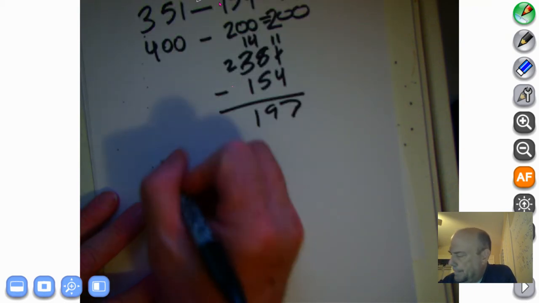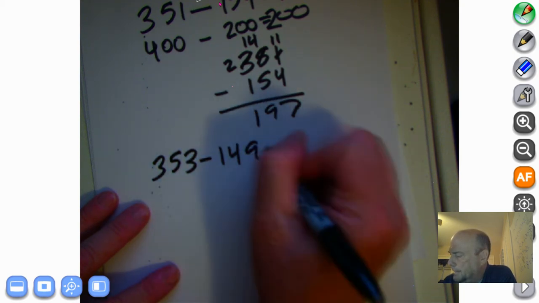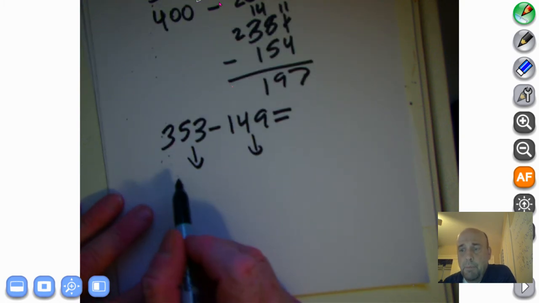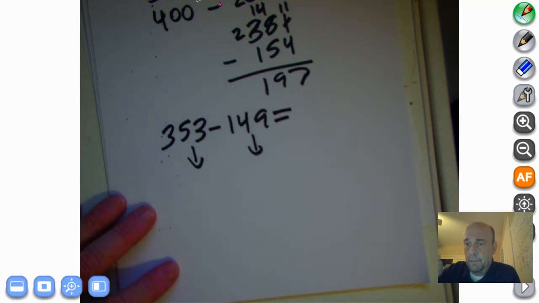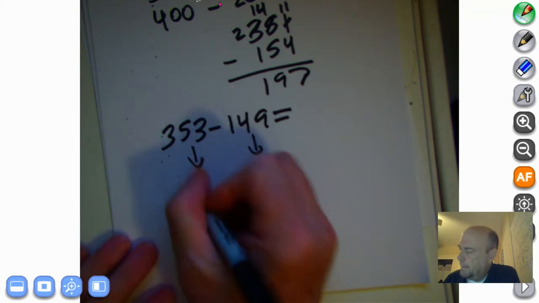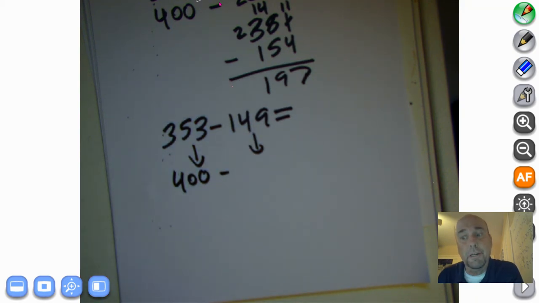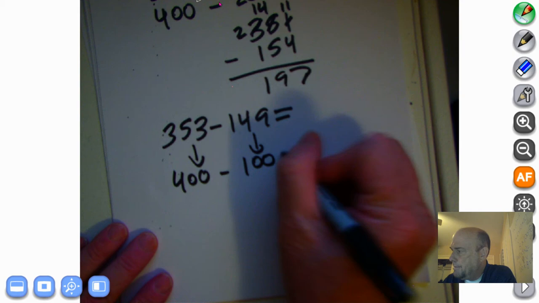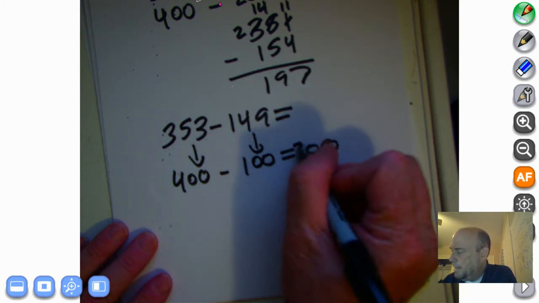One more to go. 353 minus 149. Let's see what's going to happen here. What would you round 353 to? Remember, the midway point between 300 and 400 is 350. That's greater than 350, so we're going to round up to 400. Okay, 149. The midway point between 100 and 200? If you said 150, you're absolutely right. So this is one less than 150, so we're going to round down to 100. 0 minus 0 is 0. 0 minus 0 is 0. 4 minus 1 is 3. We have 300.